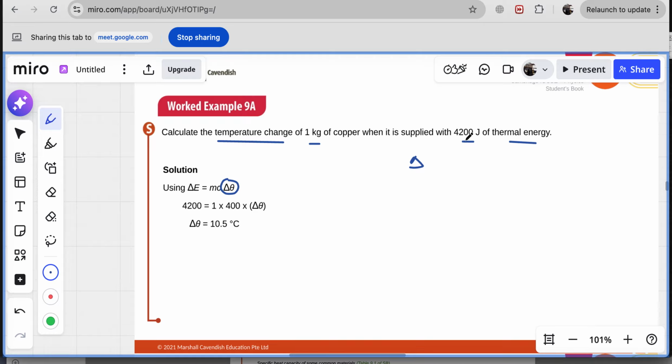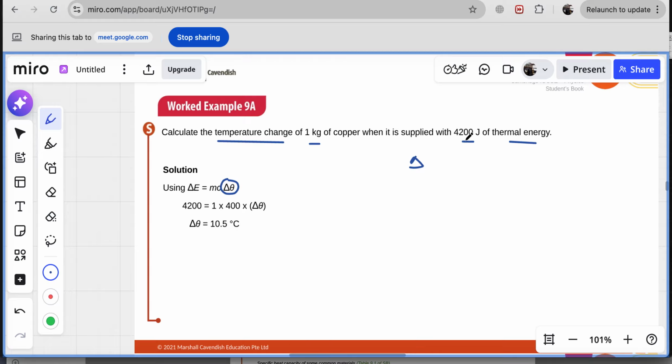Okay, a bit laggy. Change in temperature. Change means delta, this is called delta. The answer is 10.5 degrees Celsius, so you have to write the unit. In physics, most people lose their marks because they don't write the unit. Because you are doing change in temperature, you write the unit, 10.5. Okay, so that's for this question.